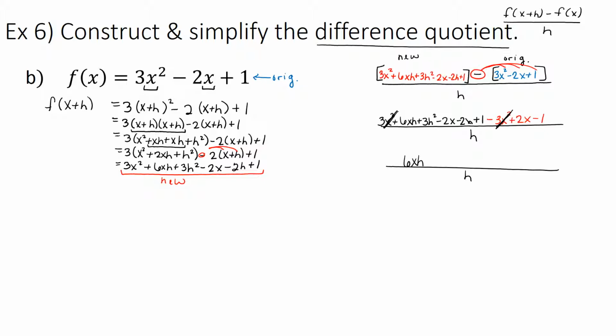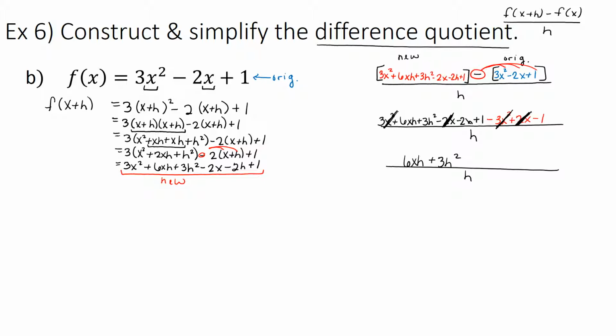Now I have 3h squared. Do I have any h squared terms? And it doesn't look like it, so it must stay as 3h squared. Next I have a negative 2x. Do I have any more x terms? And it turns out I do. Negative 2x and a positive 2x, they cancel, they're gone, they're eliminated. Bye-bye.